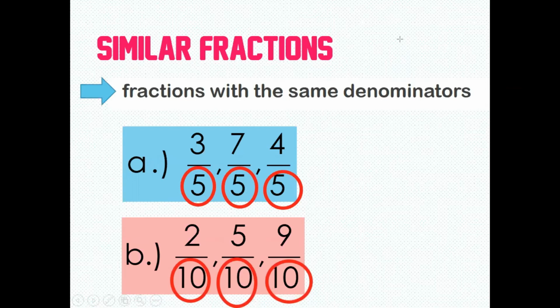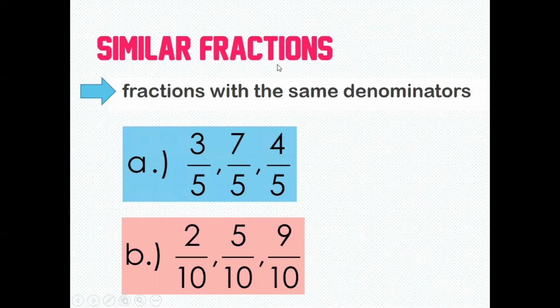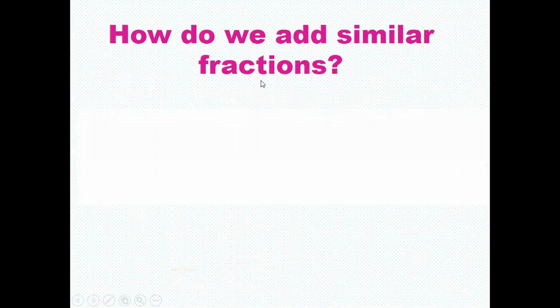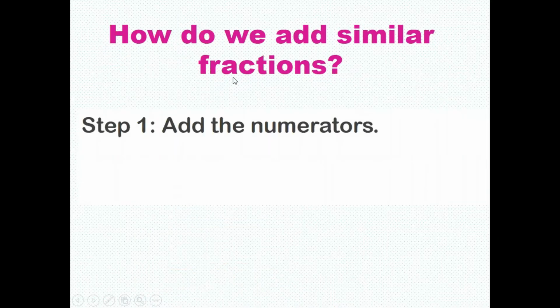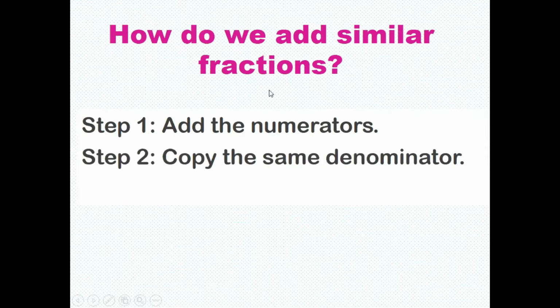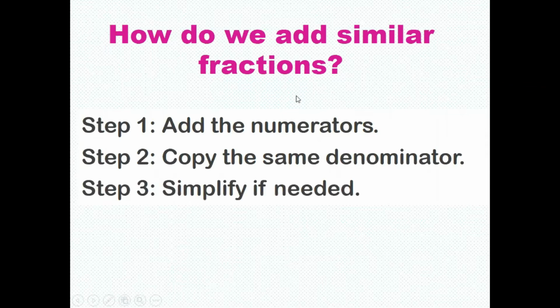Alright, now let us proceed to the steps in adding similar fractions. So how do we add similar fractions? First step, you simply add the numerators. Next step is just copy the same denominator. Yes, all you have to do is just copy the common denominator. And of course, the last one is simplify the final answer if necessary.